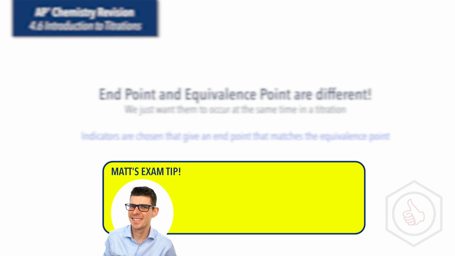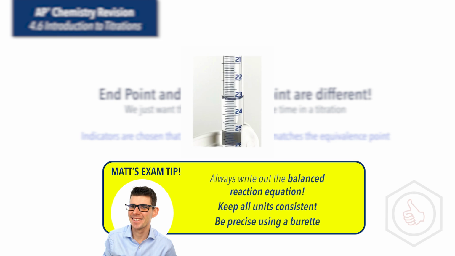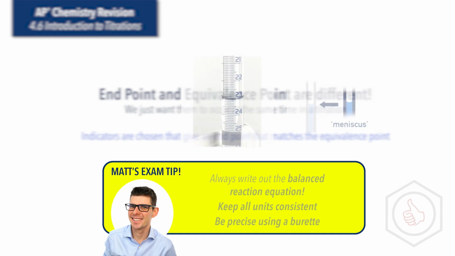Exam tip here: when using titration-based data, always write the balanced chemical equation first to identify the correct molar ratio between titrant and analyte. Keep all units consistent, especially volumes used, and be precise when reading from your burette. You should always read the burette from eye level and always make sure the bottom of the meniscus is on the line being measured, the meniscus being the curved shape of water in a narrow container.